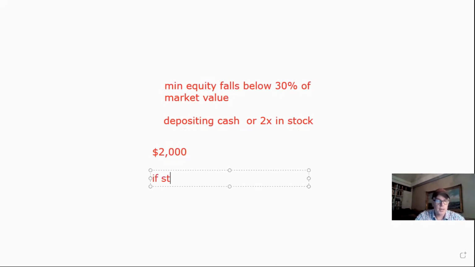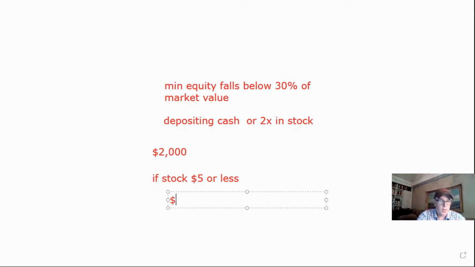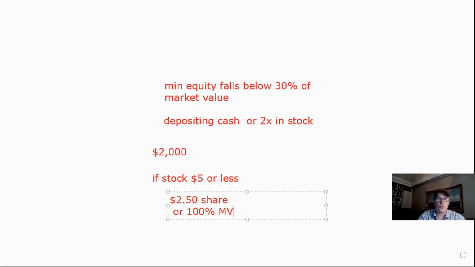Now, the last one, which usually won't show up on the test. If the stock is $5 or less per share, the minimum maintenance is either $2.50 a share or 100% of the market value, whichever is greater, okay? And remember, don't forget the 2 grand, then they could throw that trick at you.